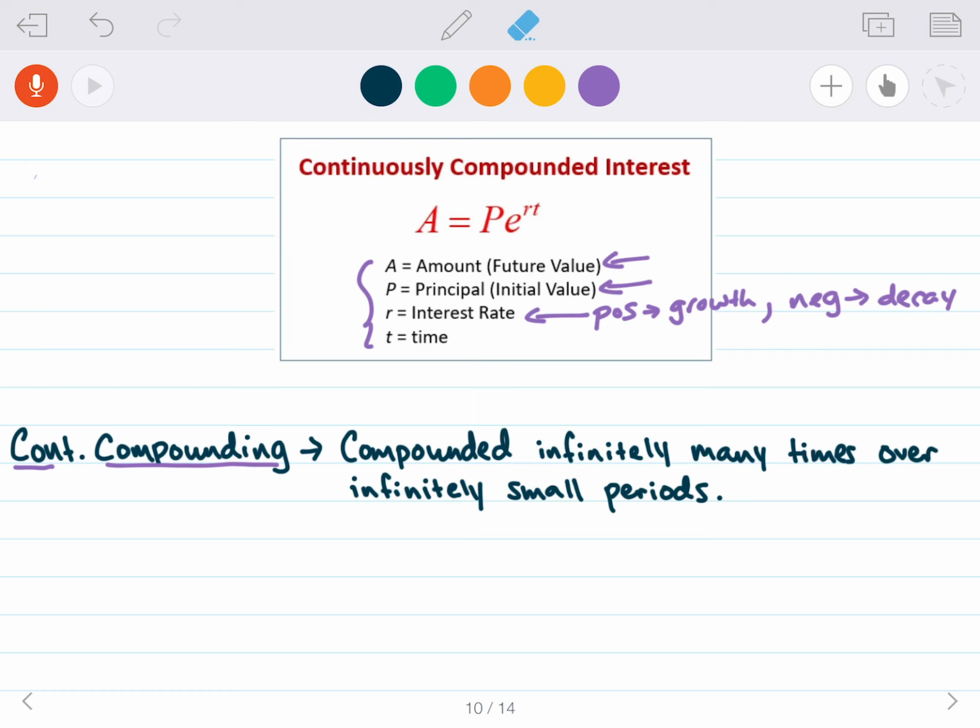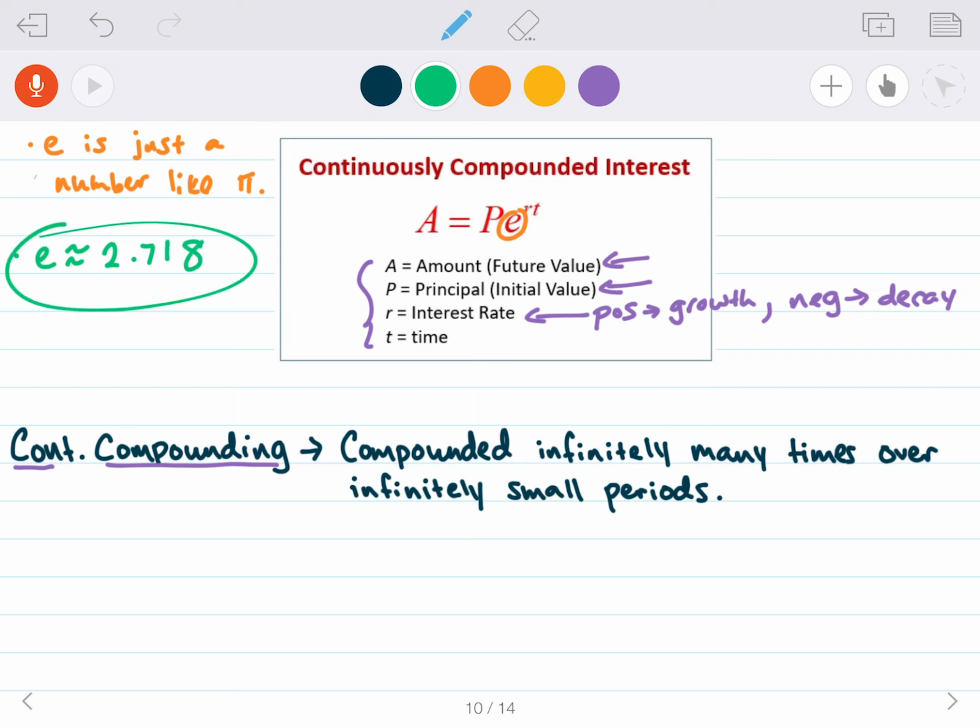Now, this guy right here, this E, is simply a number. So E is just a number like pi. And it's like pi in the sense that it's irrational. So its decimal expansion goes on forever and ever. And all calculators have an E button that you can use, including the Desmos calculator. And it turns out that, just like pi is approximately 3.14, E is approximately 2.718. Okay, so this is the number E.